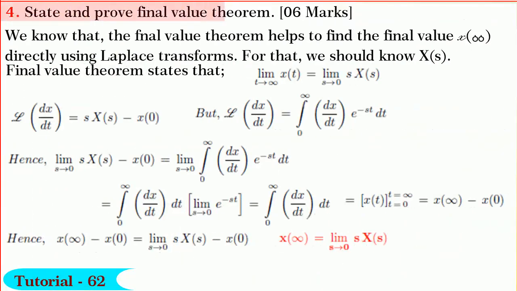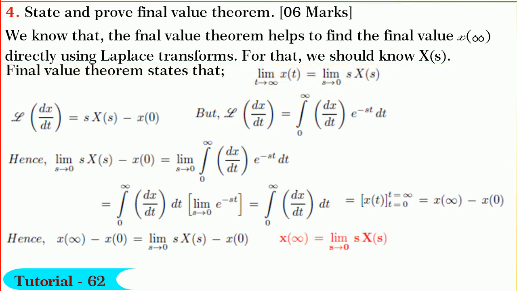Friends, next we shall solve question 4. In this question, we are required to state and prove the final value theorem. We know that the final value theorem helps to find the final value x(∞), or steady state value, using Laplace transforms. For that, we should know X(s). Friends, the final value theorem states that the limit of x(t) as t tends to infinity is equal to the limit of sX(s) as s tends to 0.